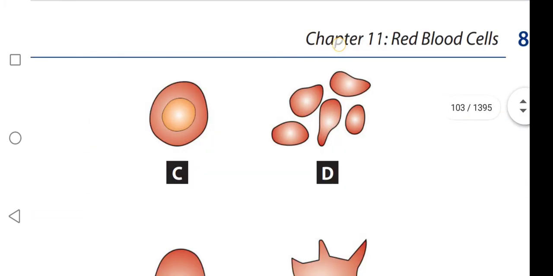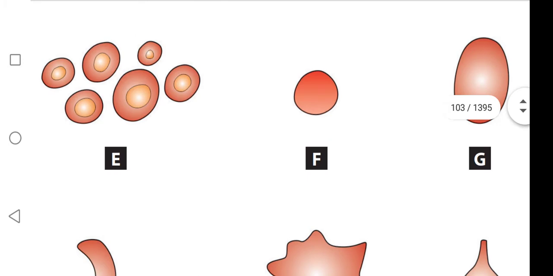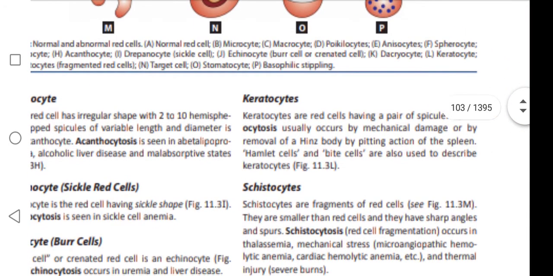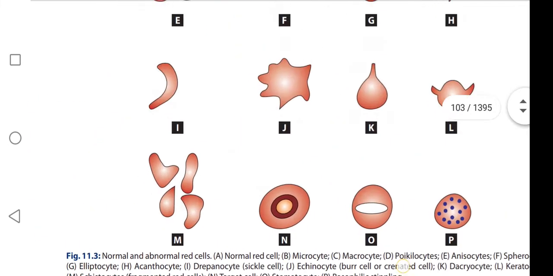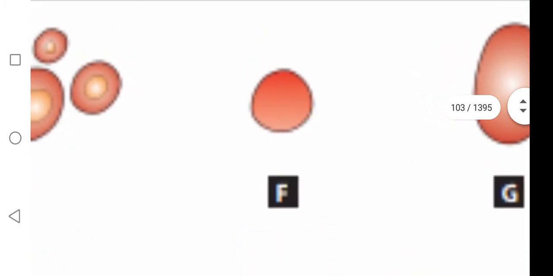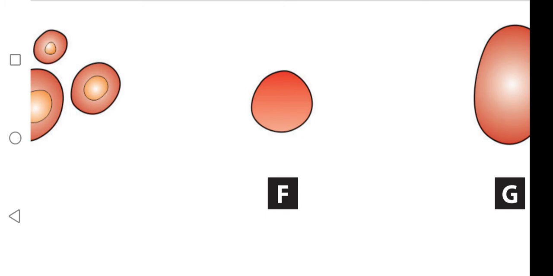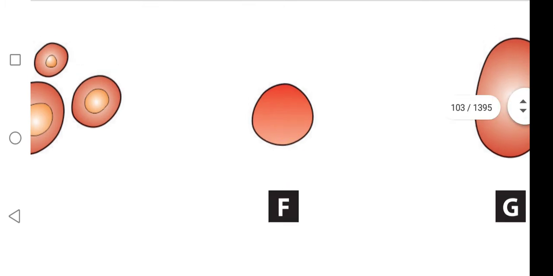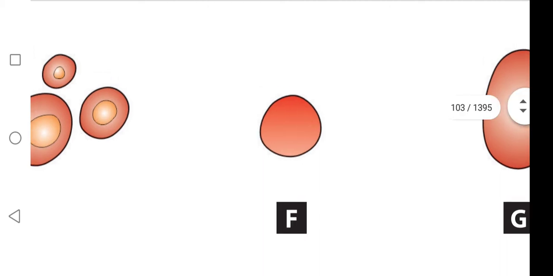Okay, I show you. This is spherocytosis. We see this in hereditary spherocytosis. This is common in hereditary spherocytosis.